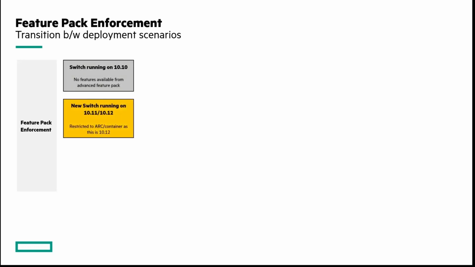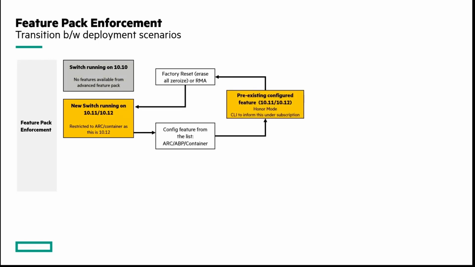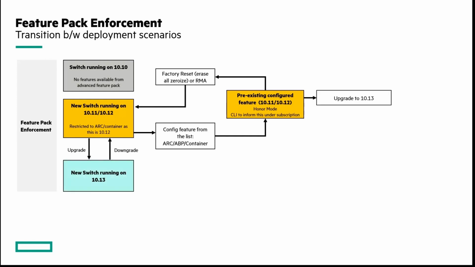To sum up whatever we have discussed about the different deployment scenarios, here is a workflow explaining the transition between these states. This shows how a switch in 10.11 or 10.12 can be enabled with advanced features and how a factory reset will bring it back as a new switch. And further, if the user upgrades to 10.13, how advanced features are going to behave.